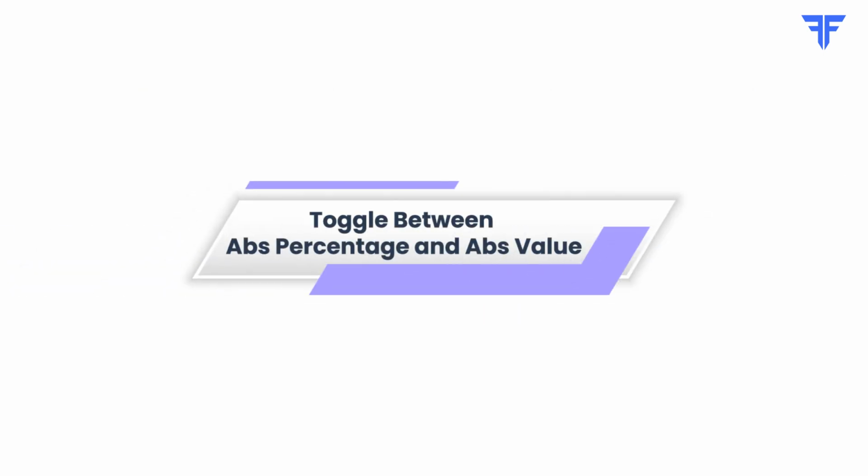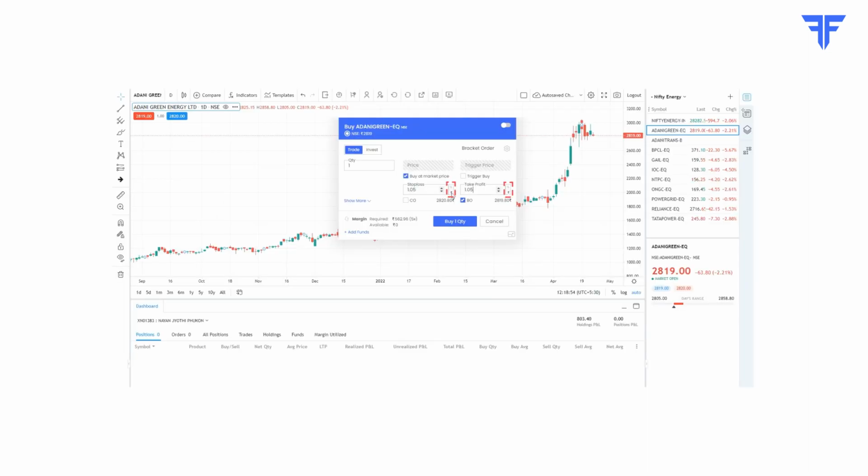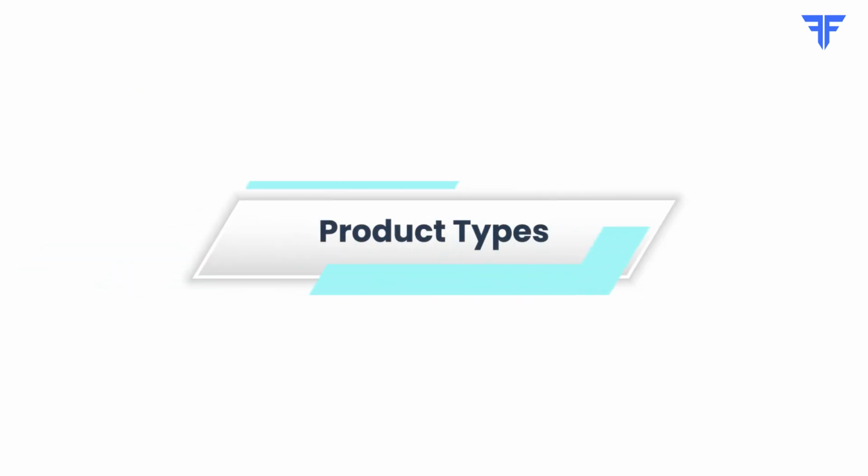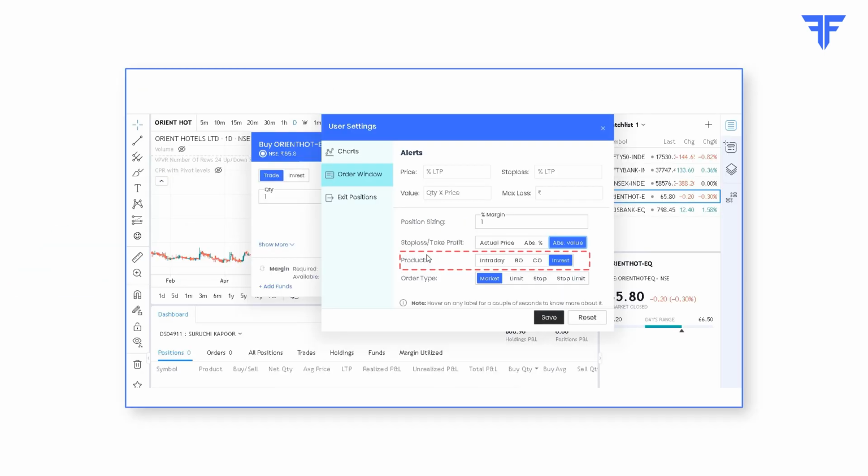Toggle between absolute percentage and absolute value. We have also enabled the users to toggle between the absolute value and absolute percentage fields by clicking on the buttons inside the stop loss and take profit fields. By clicking on percentage and rupee button, user will be able to toggle between the absolute value and absolute percentage types. Product type. User can set their preferred product type. Order type. User can set their preferred order type.